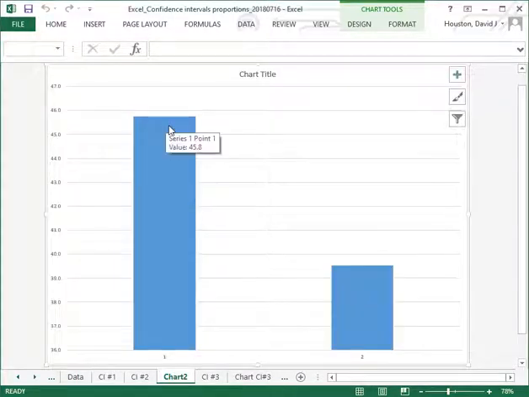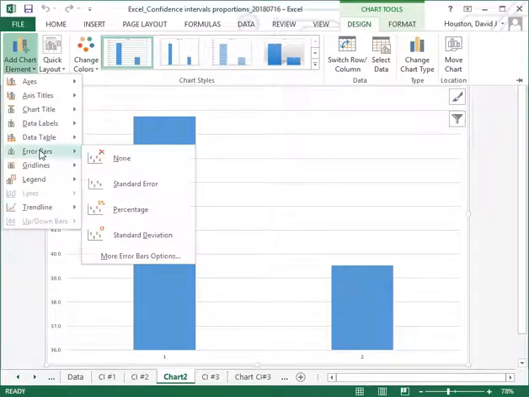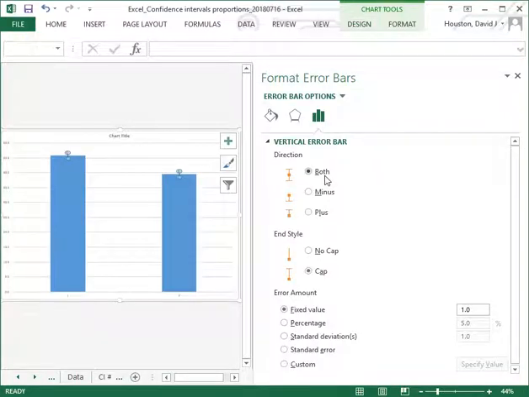So this is a bar indicating the proportion in our sample, or percent, that would support Clinton. This is the bar representing the percent in the sample that would support Trump. I'm going to come over to Design, click on Chart Element. I'll add an element here, and I'm going to add error bars. Now I'm going to come down to the More Error Bars option and make sure that both directions are chosen. We want to have a positive and a negative error bar.